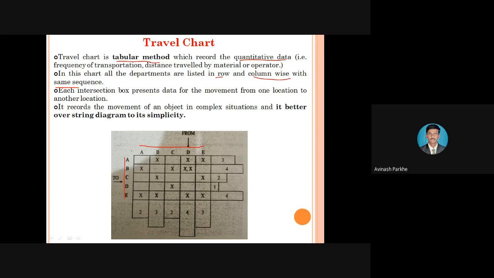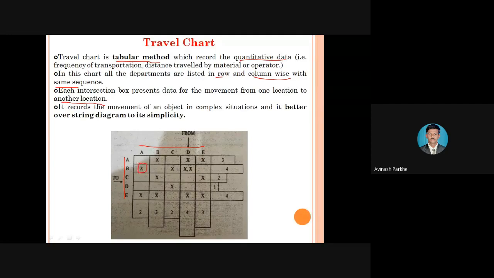That means once your material or your operator is moving from machine A to machine B or to machine C, or from machine E to machine D, like that, all the distances can be represented by using this particular form. And each interaction box presents the data for the movement from one location to another location. You can see here, if I take the example, here the X is written.